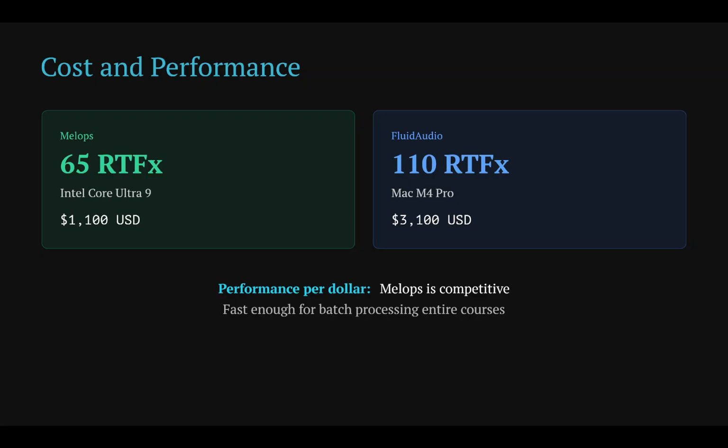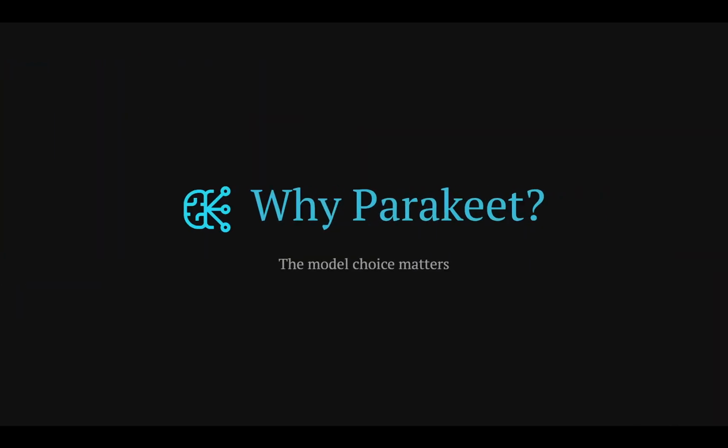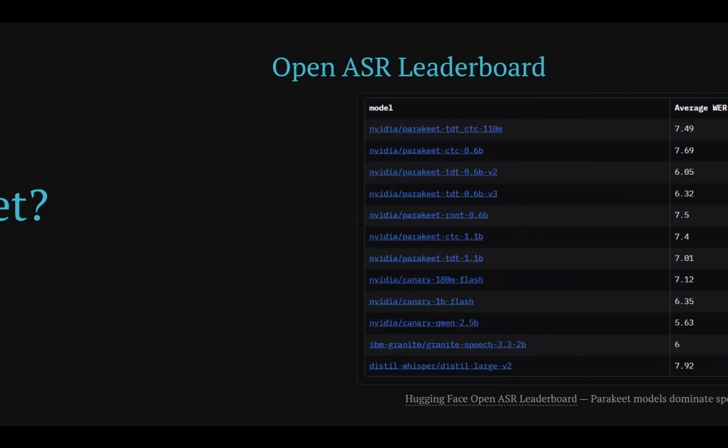More importantly, 65 times real-time is fast enough. I processed 48 hours in 15 minutes, practical for batch processing entire courses. The answer to why Melops performs so well is the model choice. The model choice is critical for both speed and accuracy. Let me show you why Parakeet TDT was the obvious choice.